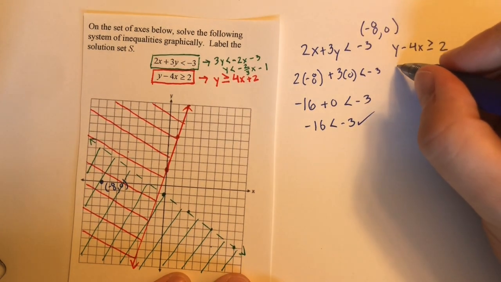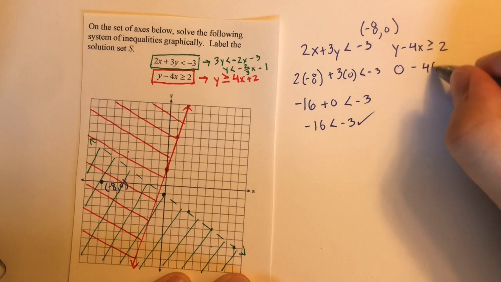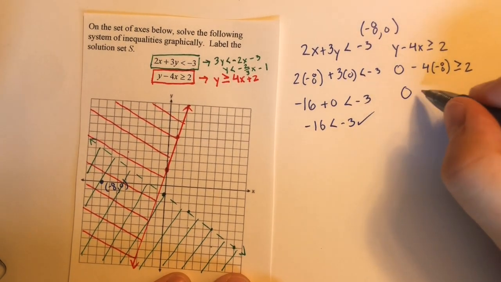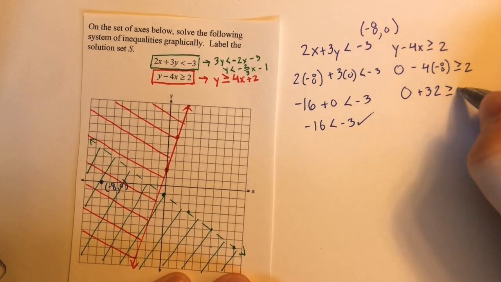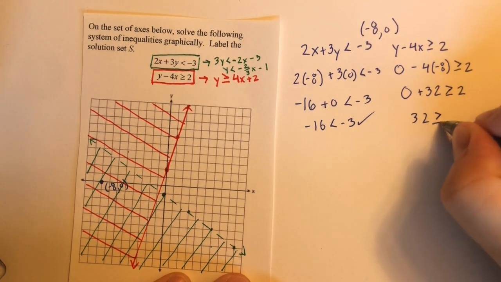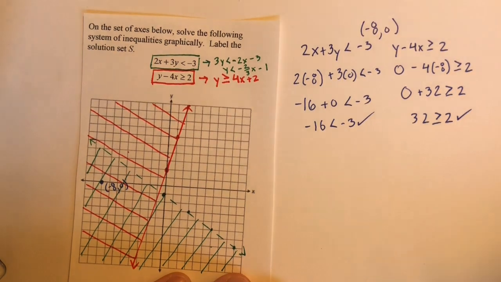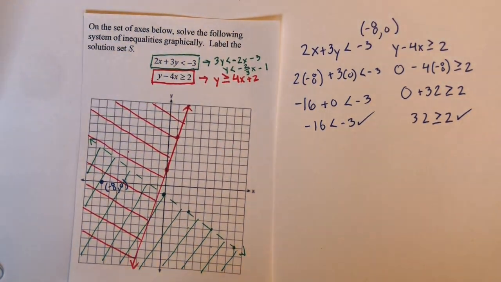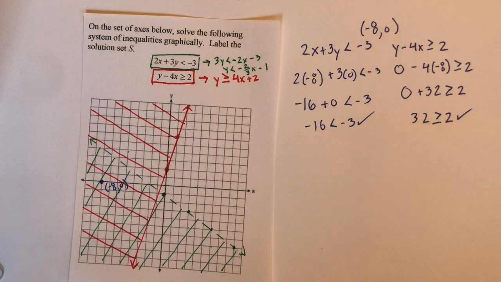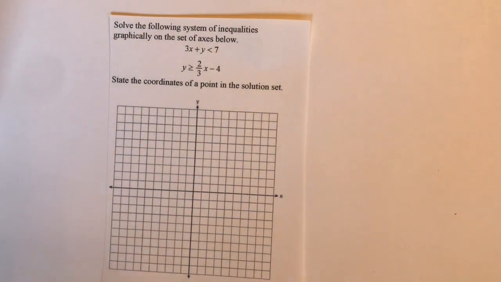All right, here the y value is 0. The x value is negative 8. When I multiply, I'm going to get plus 32, greater than or equal to 2. And 32 is indeed greater than or equal to 2. That checks out. It's a solution to both inequalities. It's a solution to the system. So therefore, this is definitely our solution to the system, that entire region. Excellent.